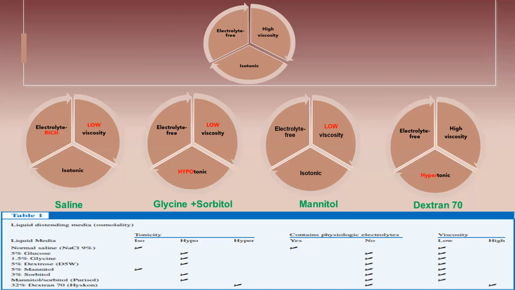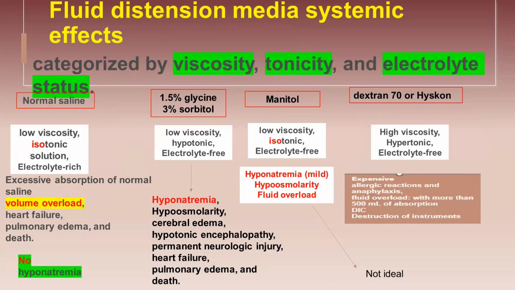None of these solutions is ideal. So in conclusion, you will work with one of the solutions, but you should know that these solutions have some side effects because they are not ideal for hysteroscopic surgery. We can discuss saline, as I told you, but the serious side effect of using saline as a distension media can occur if you infuse a lot of fluid input inside the body, a lot of saline, and this can lead to volume overload, heart failure, pulmonary edema, and death. But it cannot cause hyponatremia or hypoosmolarity because it is isotonic.